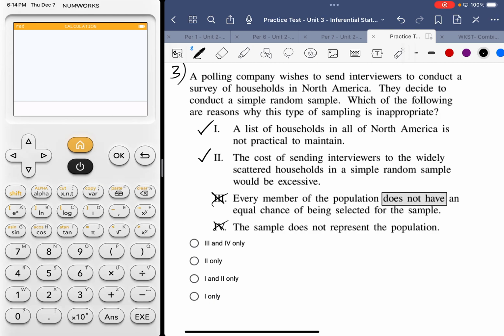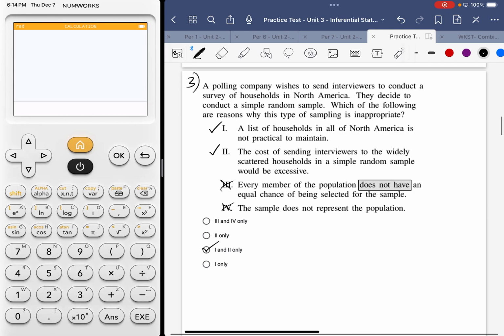And also, you go by the Roman numerals. We already said yes to 1 and 2. There is no choice that says 1, 2, and 4. So you can kind of go that route too. But that would be the answer.